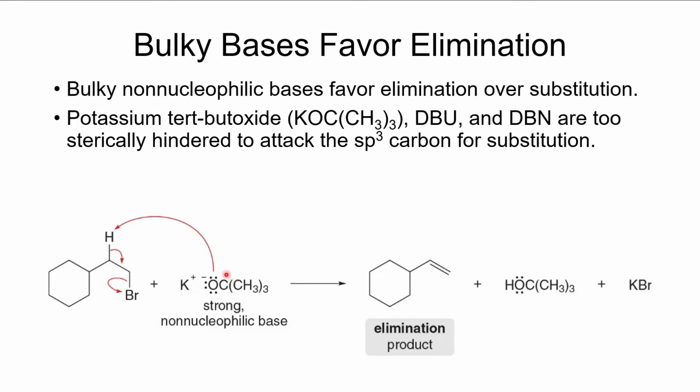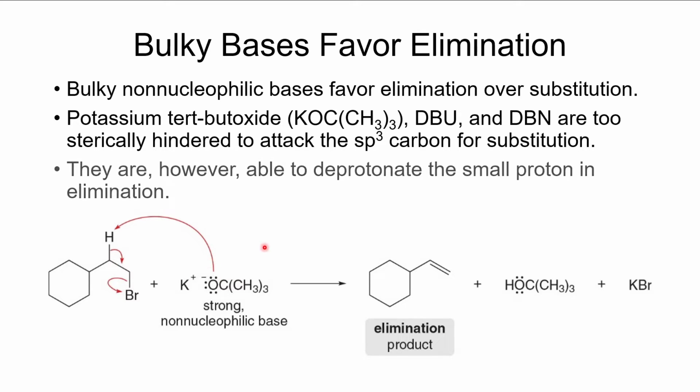So it's just too big, too sterically hindered for it to attack the carbon. However, it is able to deprotonate that small proton and do the reaction. So strong sterically hindered bases like potassium tert-butoxide. We'll also find DBU and DBN, which we talked about earlier in this chapter. Those are very good at doing E2 eliminations as well.